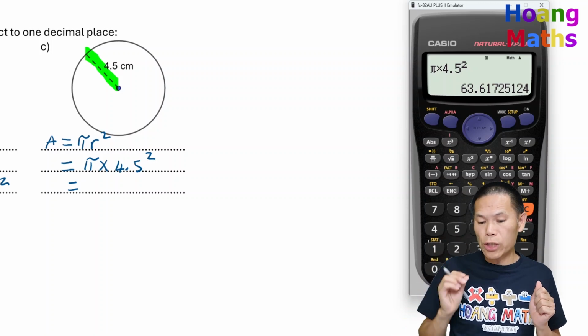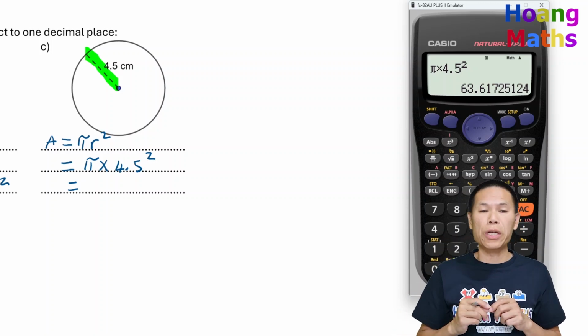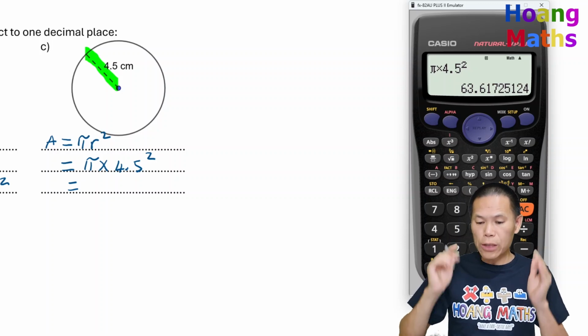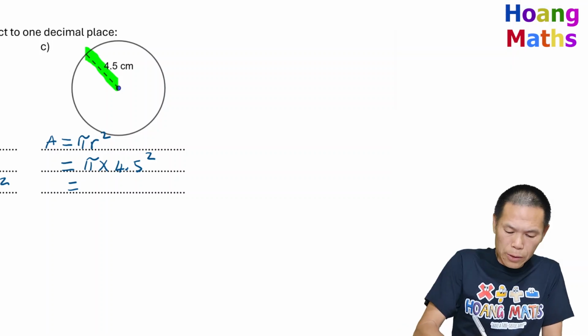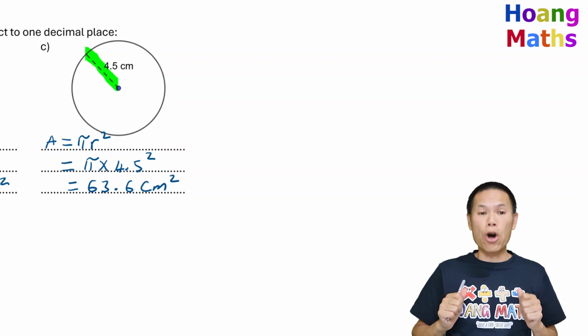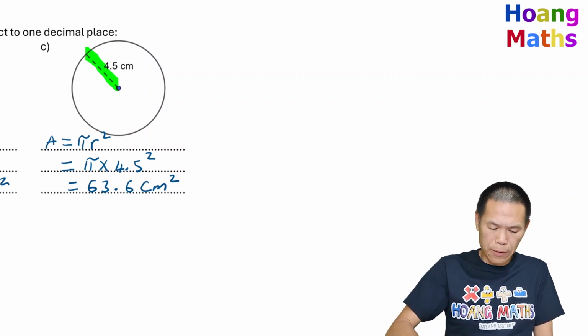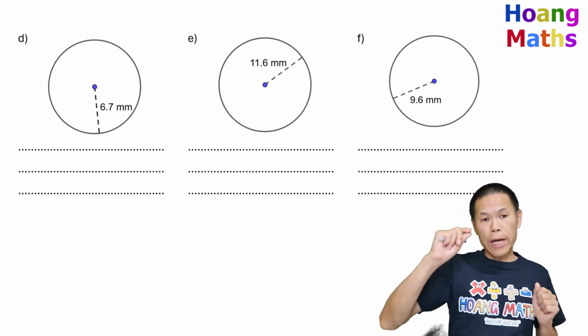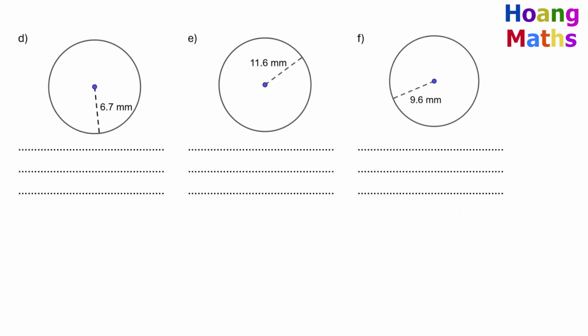So 63.6, because the number after 6 is 1, less than 5. So 63.6 square centimeters. So there you go, and I hope you got it correct. Please pause the video and try this one yourself.